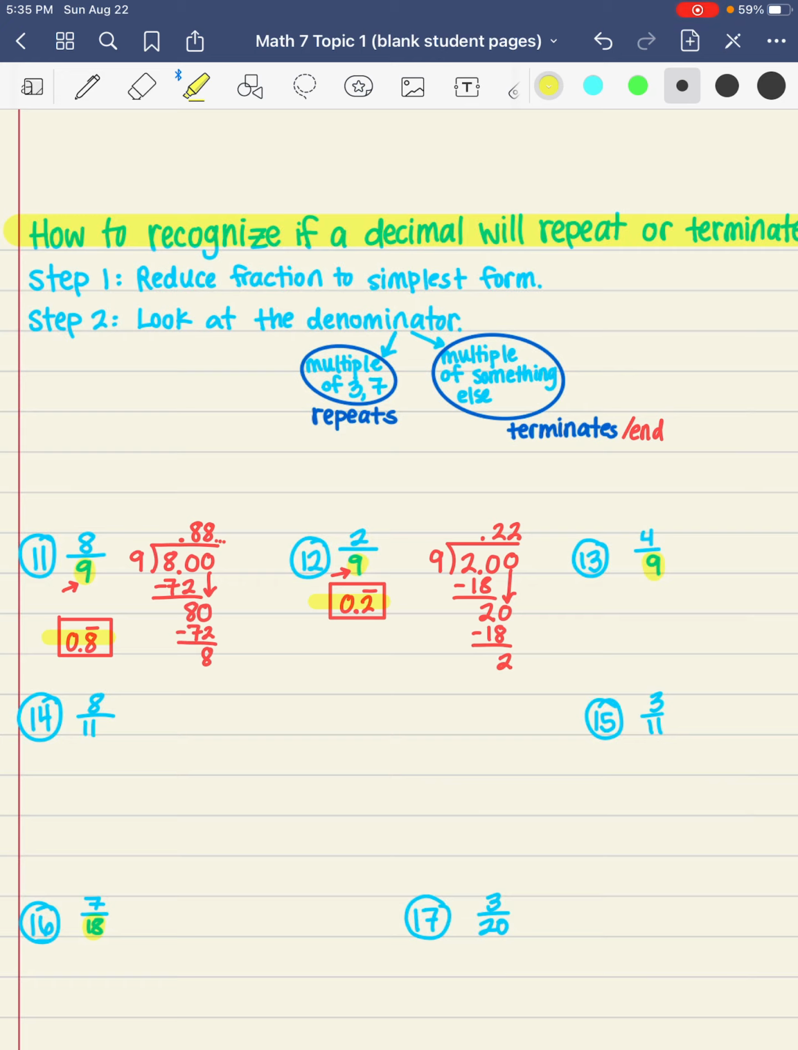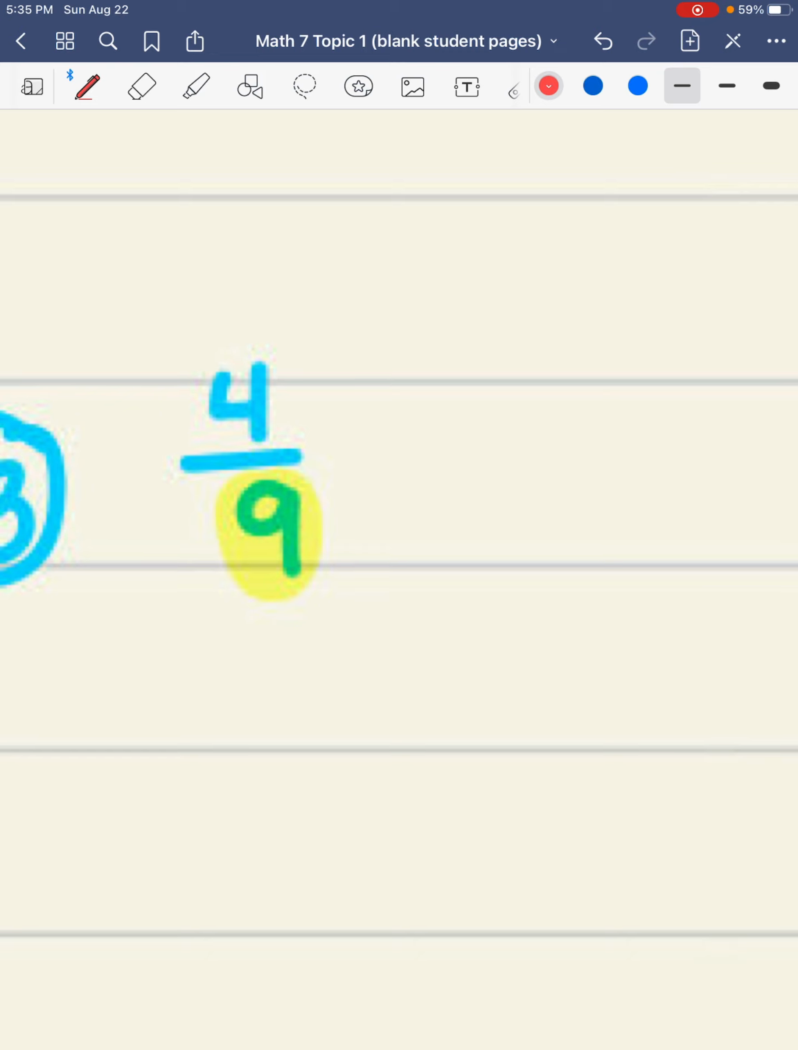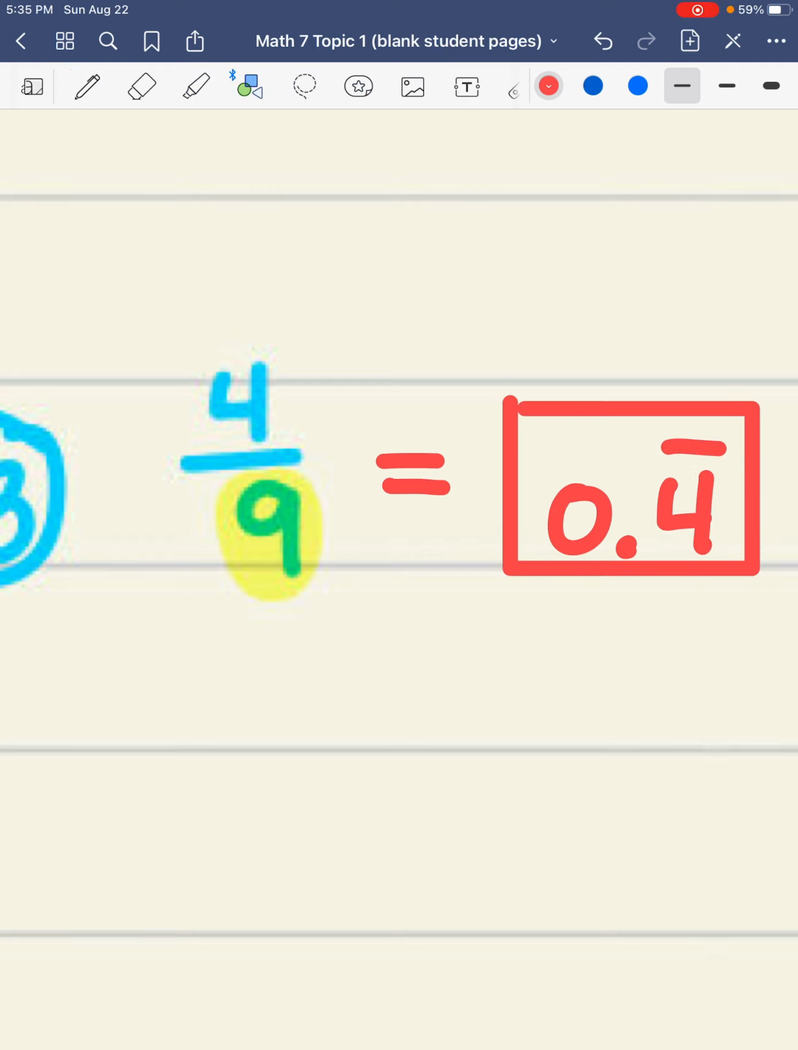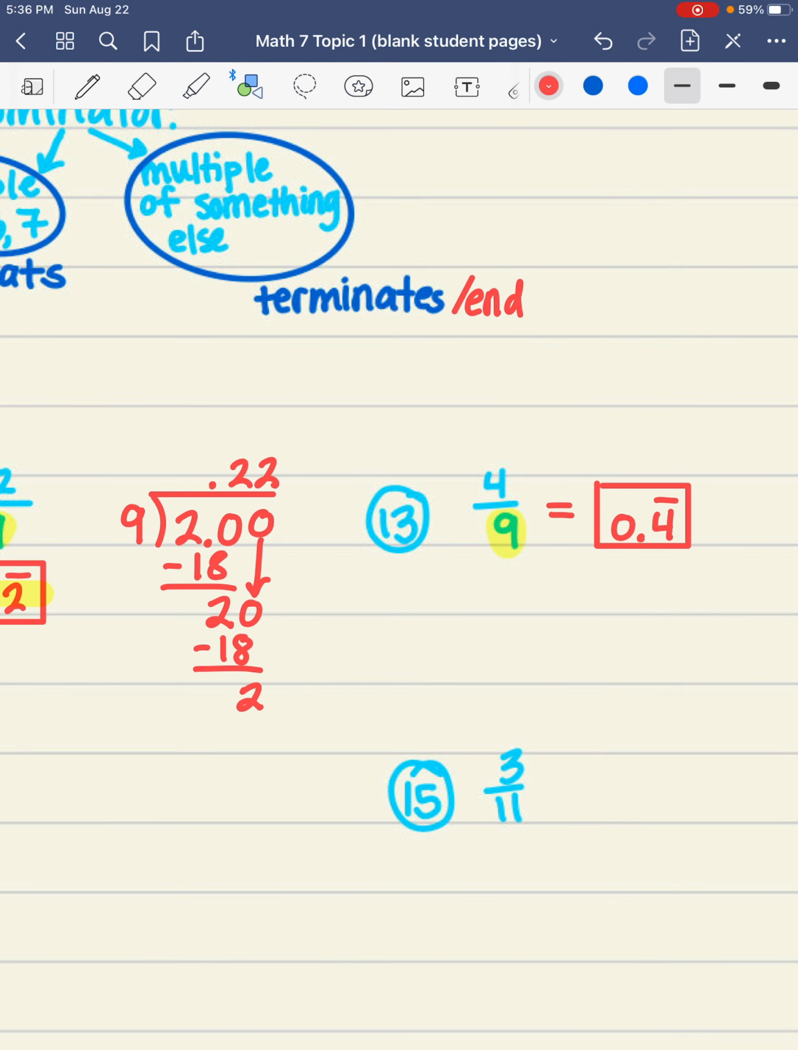0.2 repeating. Do you kind of see a pattern there? Do you see how our answer resembles our numerator, our top number? So without having to do really any work, could you figure out what 4/9 would be if it was written as a decimal? If you say it would be 0.4 repeating, you are correct. Remember, that decimal is going to match the numerator.